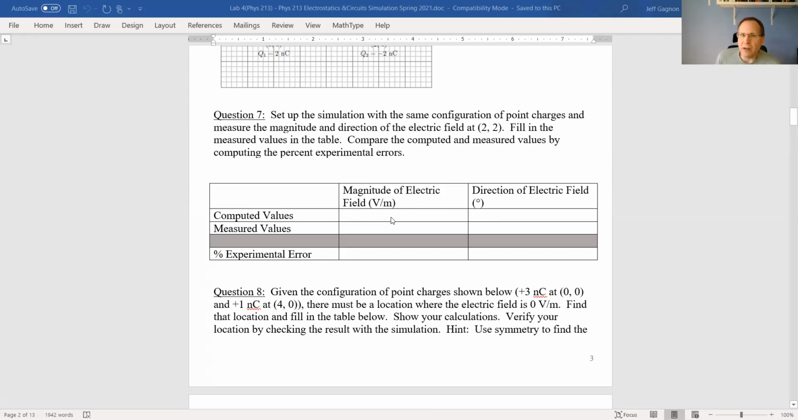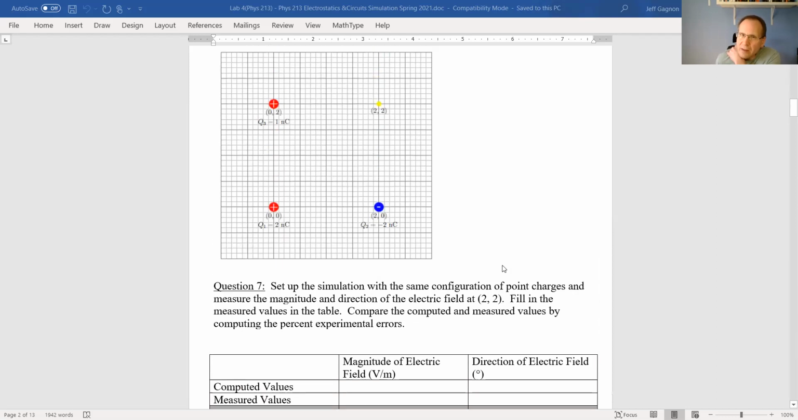You have the computed values, the magnitude and direction of that electric field. Then you have the measured value from the simulation, the magnitude and direction. And you want to compare them by computing the usual percent experimental error. Okay, so that'll take a little time to actually do the calculation, because you have to compute three electric fields due to each of these charges and then add them all together to get the total electric field at that location (2, 2).